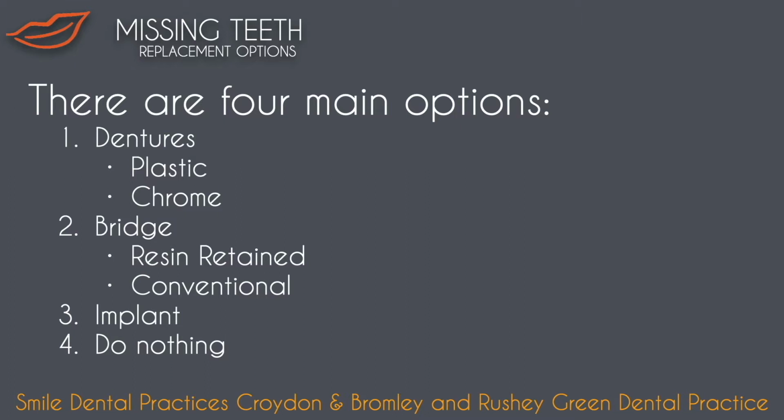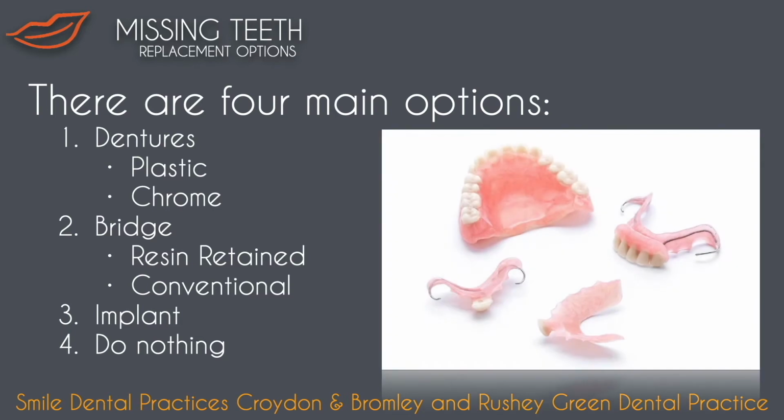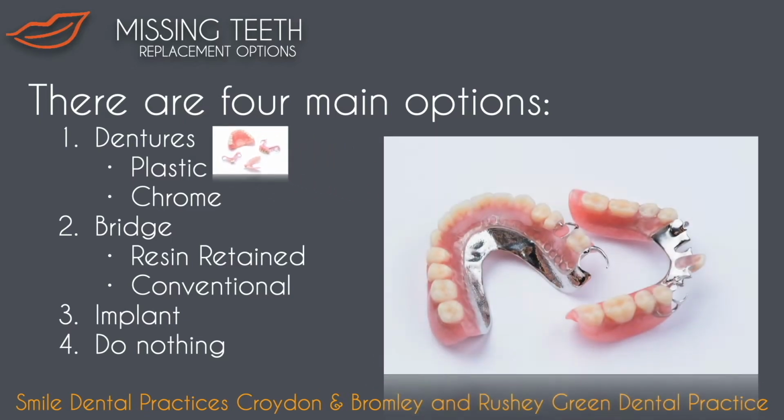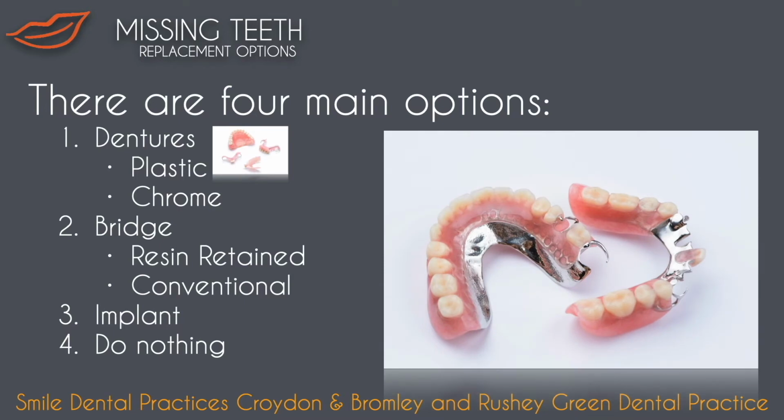Dentures. There are two main types of denture. The first type is plastic or acrylic. These can replace one tooth, multiple teeth, or the whole arch. The second type is a chrome-based denture. Chrome-based dentures are a bit neater and smaller. However, they are also a lot firmer in your mouth. Both types of denture are removable and require removal at night. They will require cleaning and then putting back in the mouth in the morning.